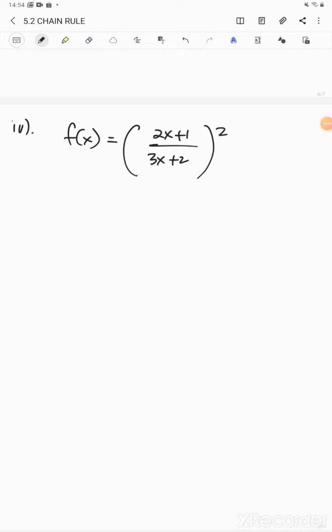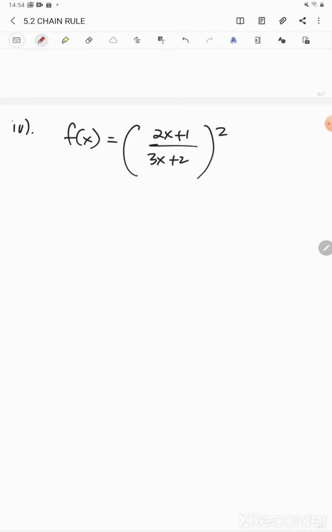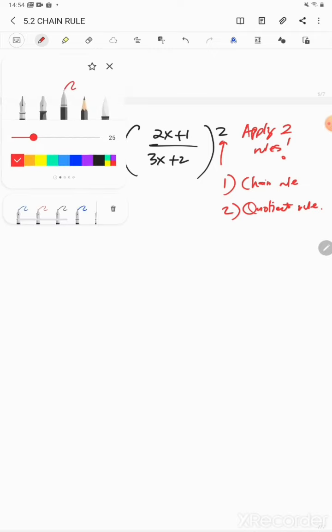This example number 4, last example. Okay, fx equal to 2x plus 1 divided by 3x plus 2 power of 2. So now inside, okay, for this function, okay, we can see here we have to apply 2 rules. Okay, where the first one we can see here we have rule number 1, chain rule, and number 2, inside the chain rule we have quotient rule, right? So we have to solve one by one.